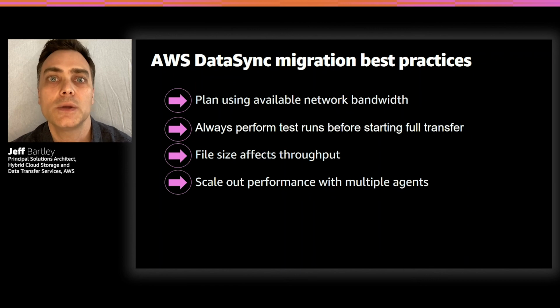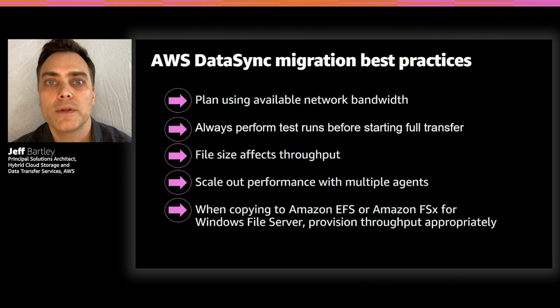Remember that with DataSync, you can scale out performance with multiple agents. So I have a lot of customers who are migrating their file shares. They've got multiple file shares that they might want to migrate into AWS. And so what they'll do is they'll set up multiple agents and they'll create different tasks for each file share, and then they'll copy those in parallel, maximizing the available bandwidth that they have to DataSync.